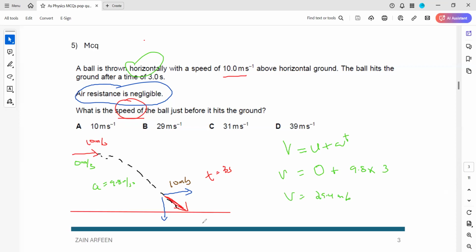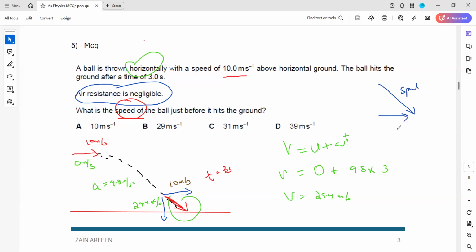So 29.4 meters per second is the vertical component. But the question is to calculate the speed. So we want the speed at which it hits, because this speed will have two components, the horizontal and the vertical. So how can we work out the final speed? We want to work out at what speed it hits.